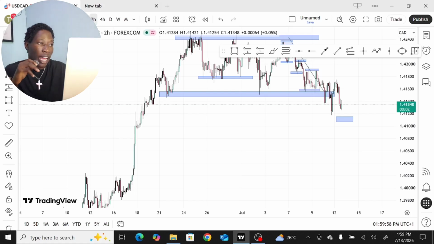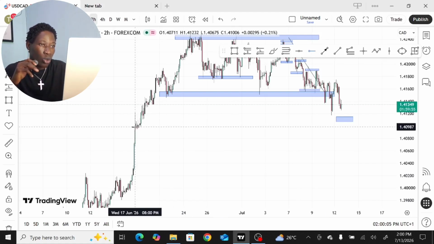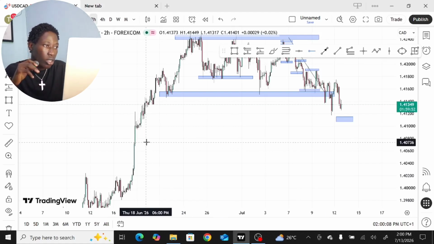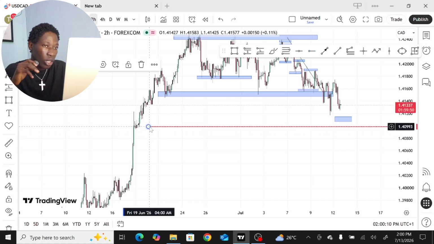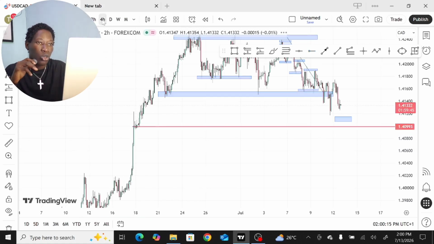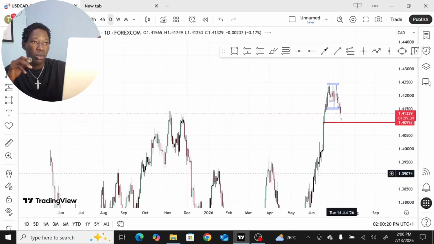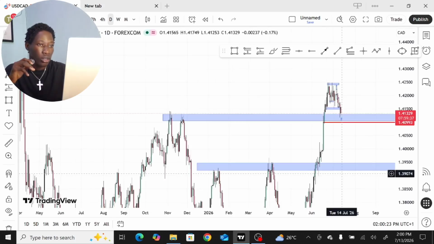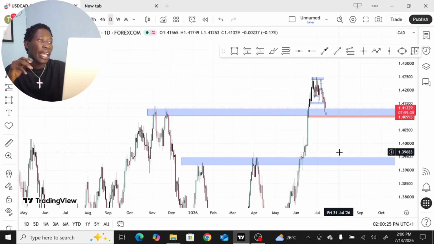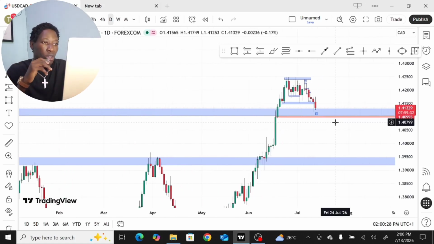Okay, so let's look at around this level. Let's mark out this level. The market might, I don't know, get to somewhere at this level here. Why did I map out this level? Okay, let me go to the 4 hours and look at if there is a level there before. Let me go to the daily and see.